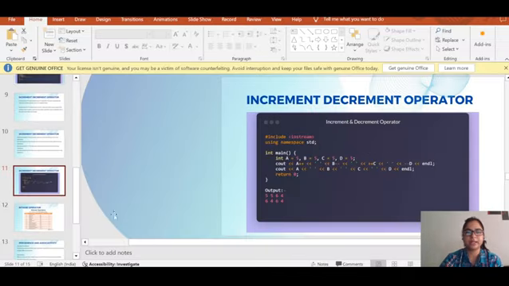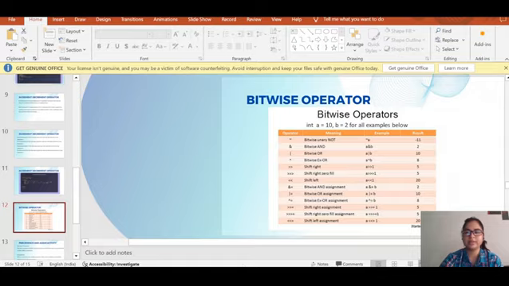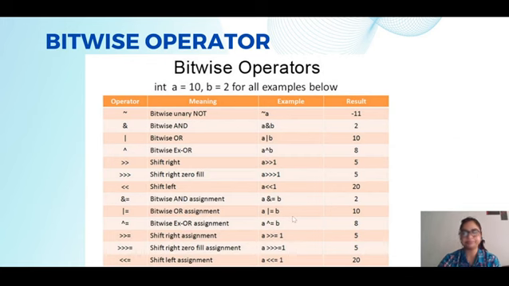Okay, I'll discuss this part. So this is bitwise operator. Now, what is bitwise operator? Bitwise operator means you are evaluating the values bit by bit. Now, what is a bit? Bits are a combination of zeros and ones, right?